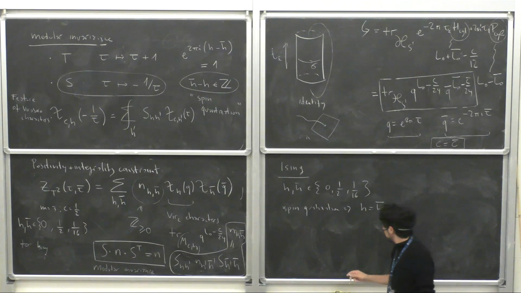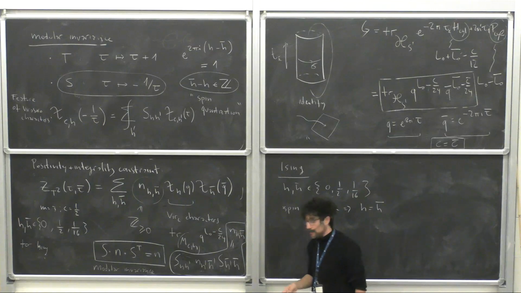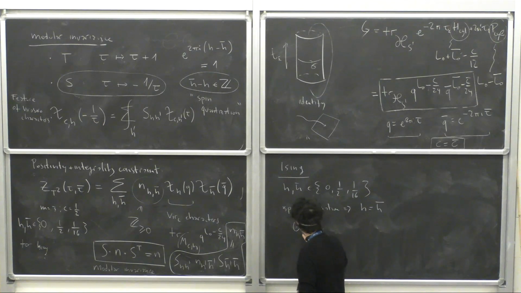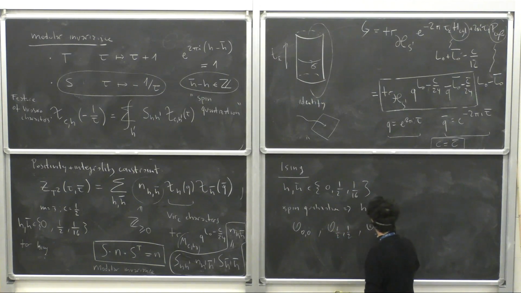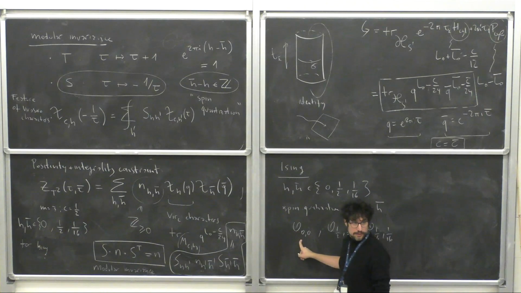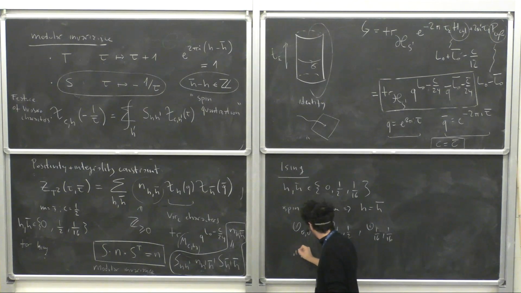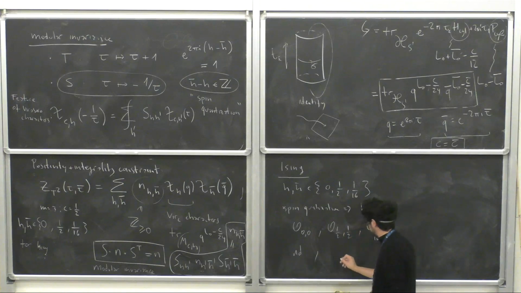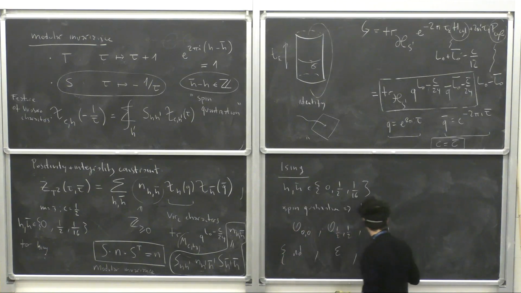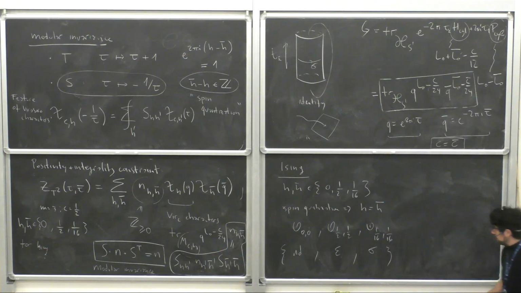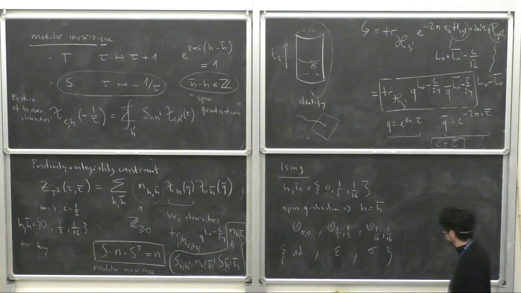So this means that the primaries of the Ising model will be one that has labels 0, 0, one that has labels a half, a half, and one that has labels 1 over 16, 1 over 16. This one is the identity operator. This one is called the energy operator, and this is called the spin operator. These are the traditional letters that were carved in stone by Zamolodchikov, I guess.